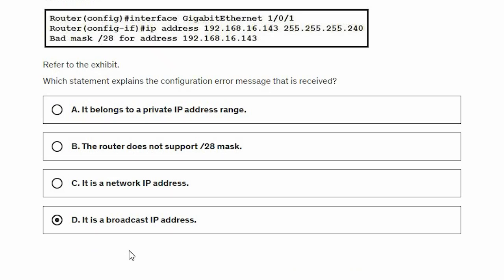Answer number 4, which is the correct answer, a broadcast IP address. A broadcast IP address is used to send data to all devices on a specific network segment. The error message received indicates that the IP address in question is a broadcast IP address, which is not a valid configuration for a specific device. This is the correct answer.